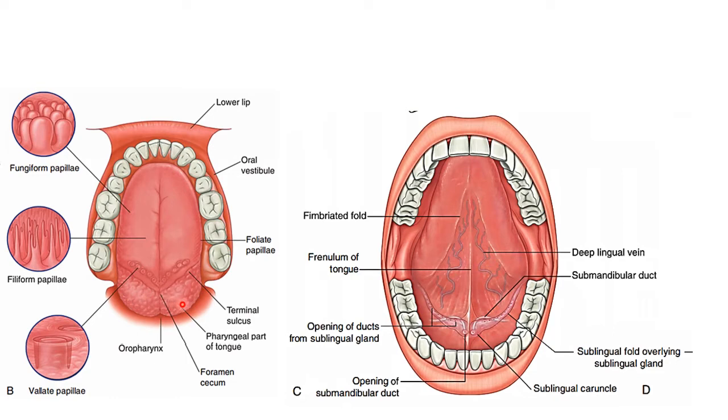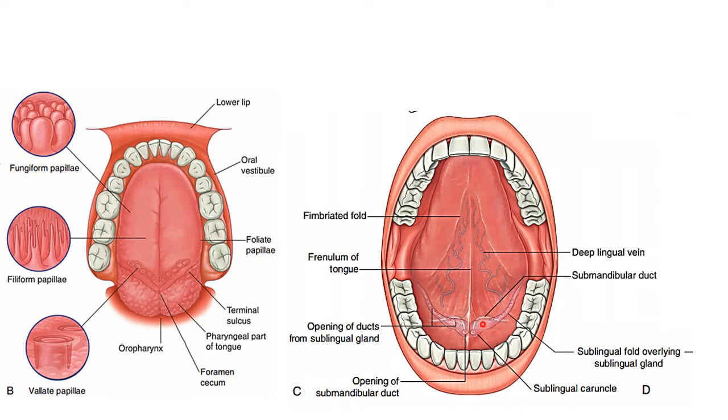On the ventral surface, this is the frenulum. In the lower part of the frenulum, on either side, there are elevations called the sublingual papillae. On the summit of these papillae opens the submandibular duct.